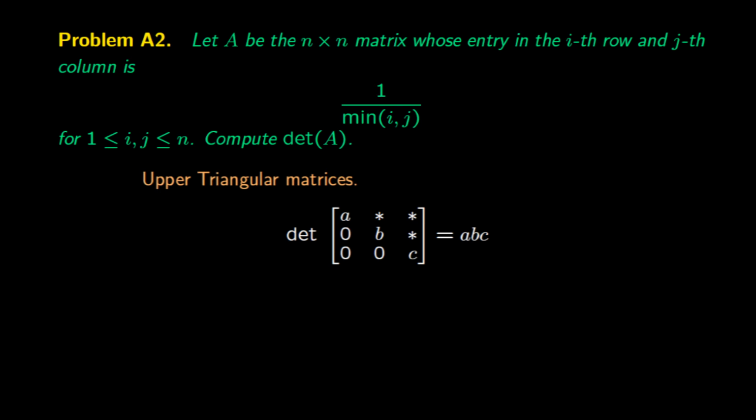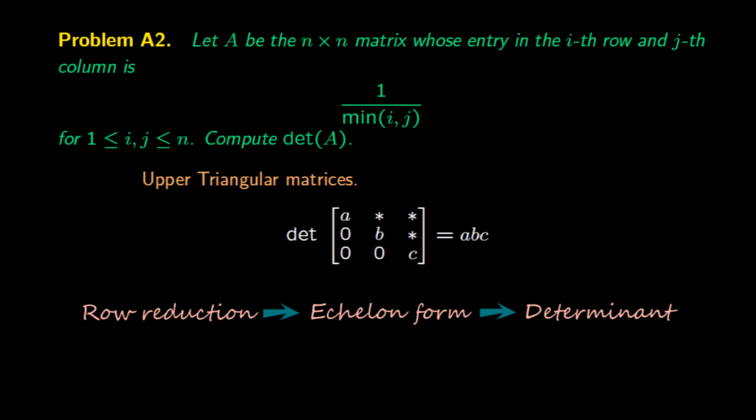For upper triangular matrices, computing the determinant becomes easy. It is the product of the diagonal entries. So for this 3 by 3 matrix, it is A times B times C. This suggests that by doing elementary row reduction, we arrive at an echelon form whose magnitude of the determinant is equal to the determinant of the original matrix.